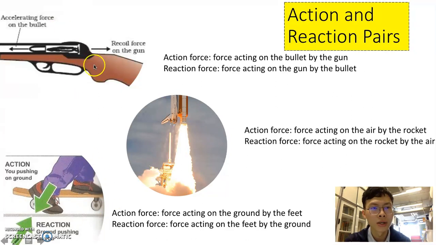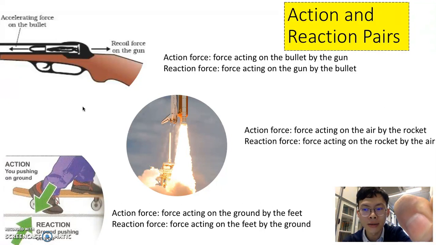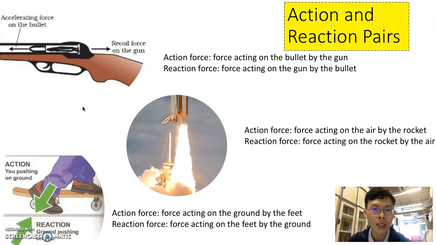Next, I have another example. It's like when you hit a computer, for example. The computer will probably get hurt, but at the same time my hand will get hurt, because the action force is the force acting on the computer by my hand, but at the same time there is a force acting on my hand by the computer. That's why I feel hurt. And this is also demonstrating action and reaction pairs.